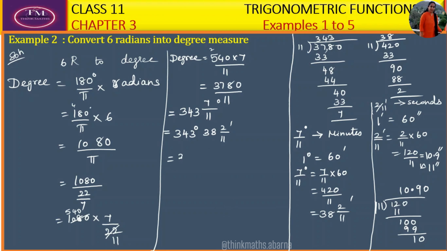So this is 343 degree 38 minutes 11 seconds. Okay. So this is the solution. That is, 6 radians is equal to 343 degree 38 minutes 11 seconds. I hope you were all very good in converting the radians to degrees. So just do the calculation very slowly and you will pick up the speed and do it in an accurate manner. Okay children. So shall we move on to the next example?